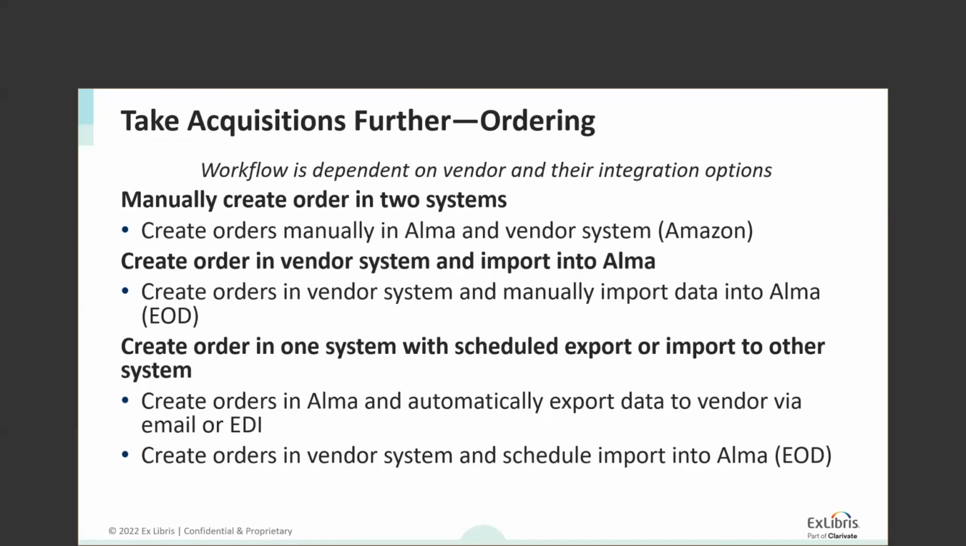But if you do have a vendor where you do that work and can put that embedded order data in your bib records, then Alma can take that data and create your purchase order lines, create your inventory to your specifications, etc. And we're going to see this. Or you can create that order in one system with a scheduled import or import to the other. So you can either create your orders in Alma and automatically export the data to the vendor, either via email or EDI. And it would again depend on what that vendor has on their side, or create that order in a vendor system and schedule an import into Alma. And then with that embedded order data again in the bib records.